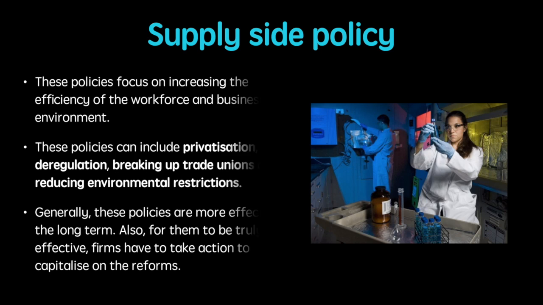With regards to supply-side policy, they focus on increasing the efficiency of the workforce and business environment. These policies can include privatization, deregulation, breaking up trade unions, and reducing environmental restrictions. By reducing the cost of doing business and increasing efficiency, domestic firms can become more competitive against foreign firms. Generally, these policies are more effective in the long term. Also, for them to be truly effective, firms have to take action to capitalize on the reforms.